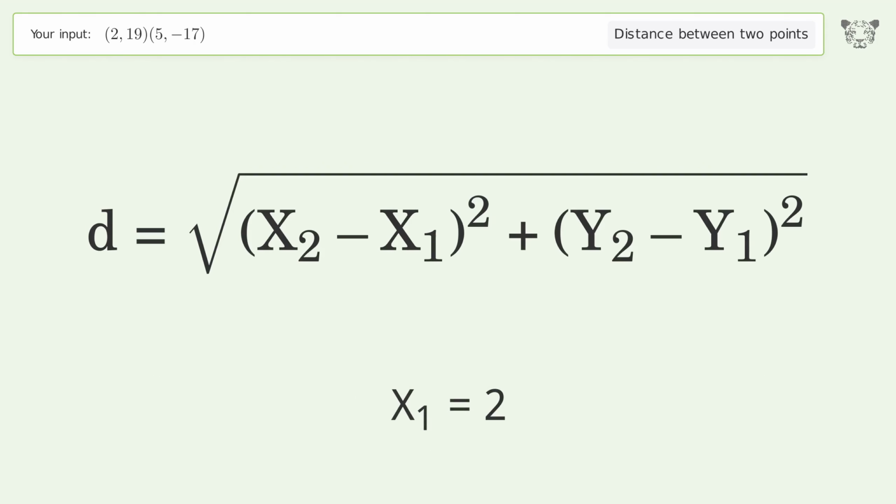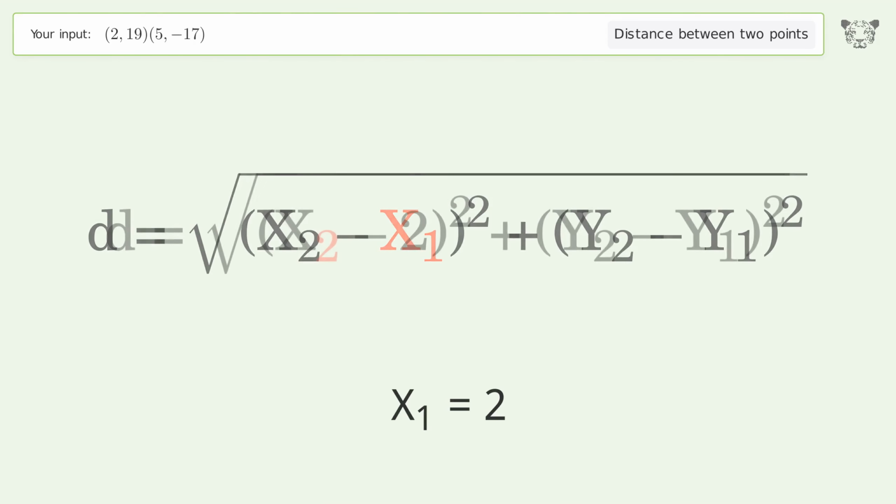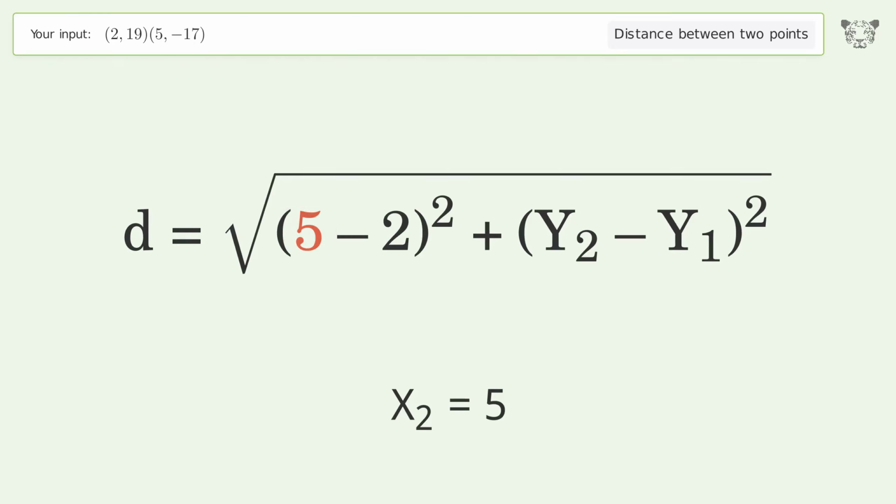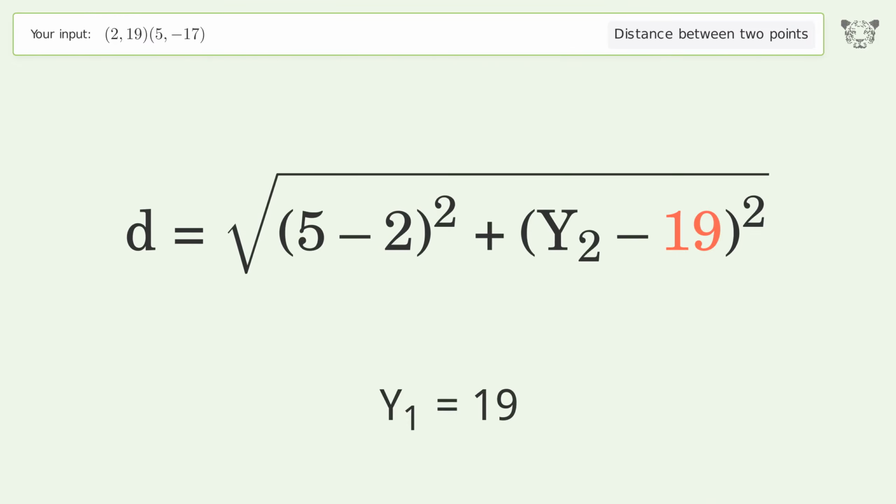x1 equals 2. x2 equals 5. y1 equals 19. y2 equals -17.